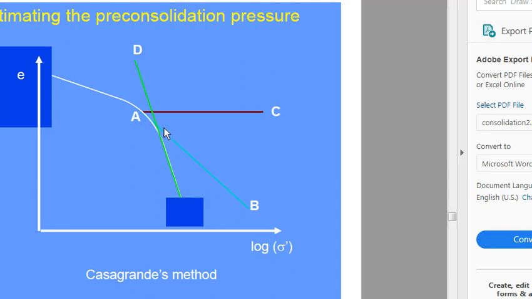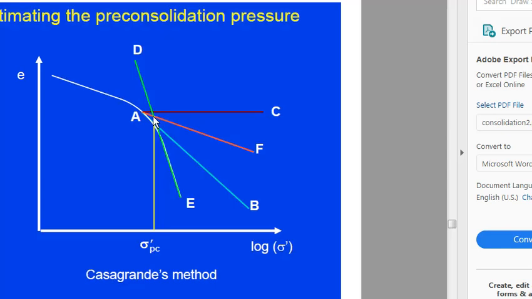Okay, extend backward the straight line portion like this, and draw the bisector line, that is AF, and the meeting point of the bisector and the extended straight line is the point F that we marked earlier. Okay, so you extend that point to the x-axis, and this is the pre-consolidation pressure. Okay, so this is the procedure.